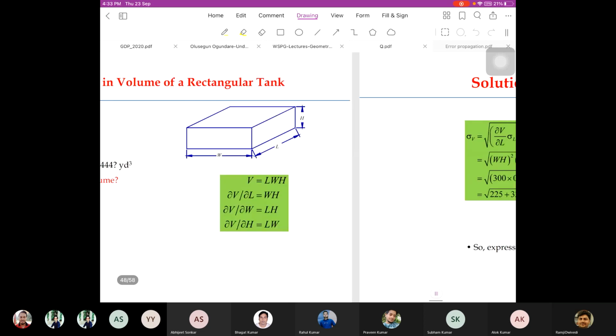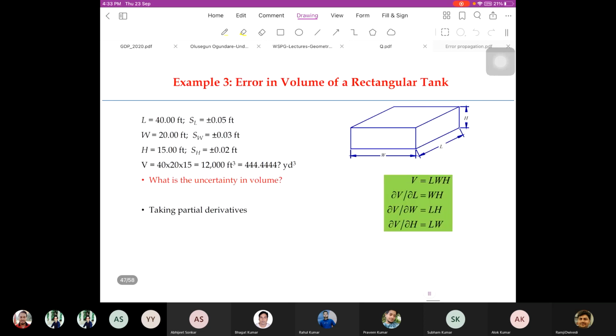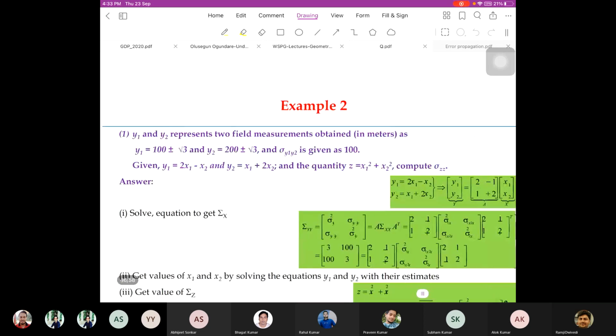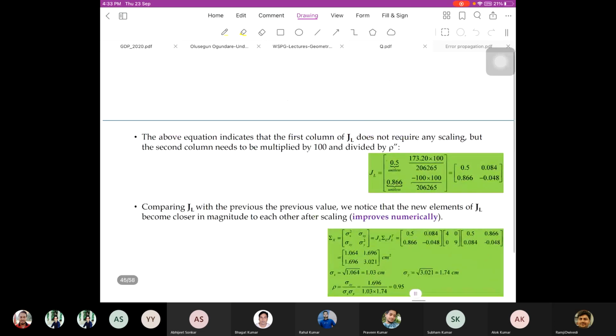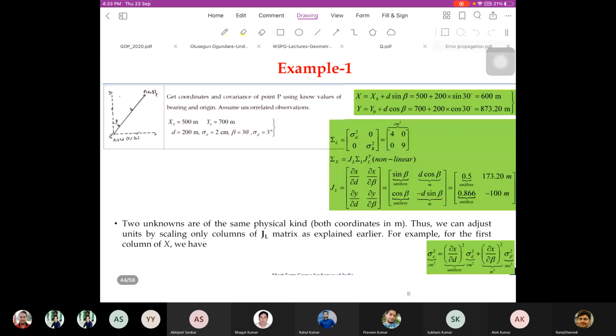And see the previous problem which I have given you. This one. This was the problem of yesterday, in the previous class. x is equal to x naught plus d sine beta, y is equal to y naught plus d cos beta. You get the x, y, that's no problem, because this is not the objective of this class, to find out what is x and what is y. The objective of this class is to find out the variations, the deviations.